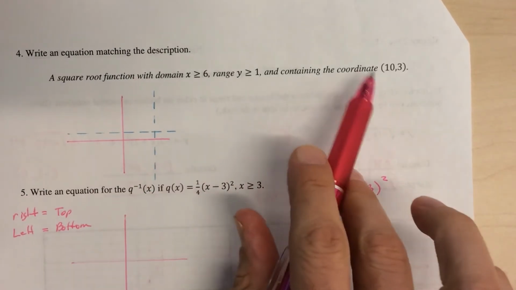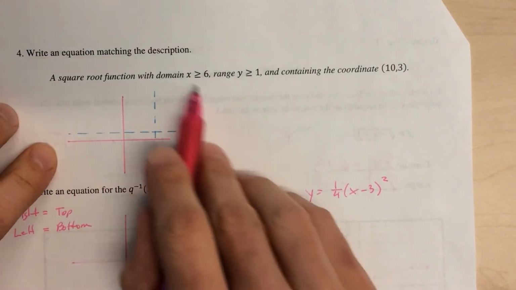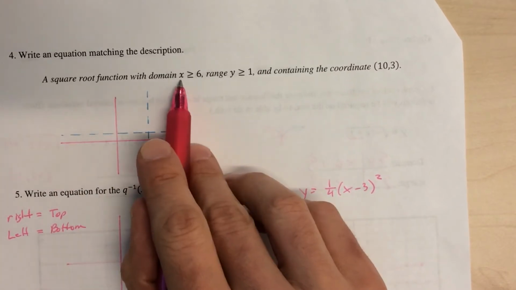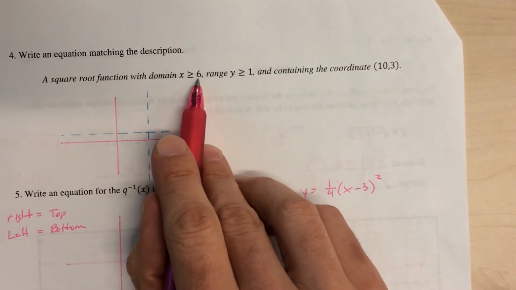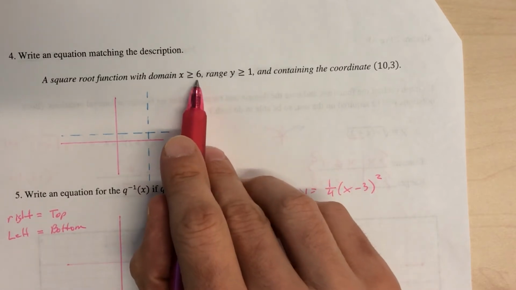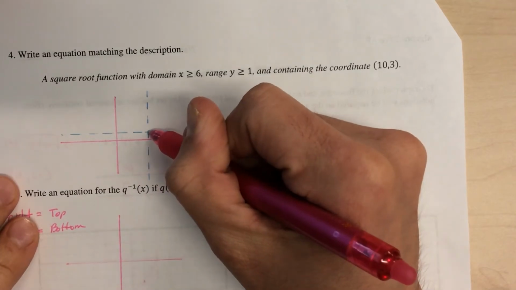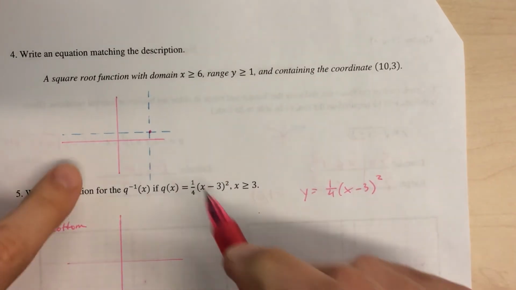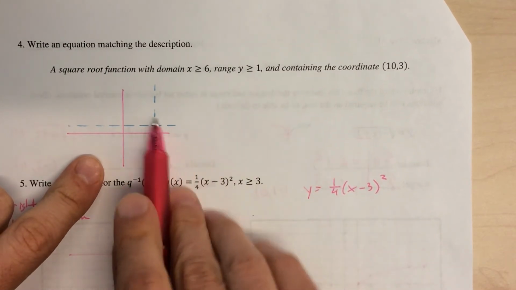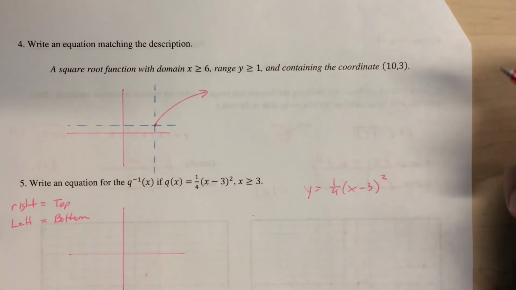Okay, so if I give you the description, I want to be able to also write an equation that fits it. Okay, so here's my description. It's going to have a domain, so square root function. It's going to have a domain greater than 6. It's going to have a range greater than 1. So what I did is I made sure that I drew some lines that intersect at 6, 1 at that coordinate, which is, in my little image, right there. The domain is going to be bigger than 6, so we're going to the right, and the range is greater than 1. So we're looking for a picture that goes roughly in that direction.